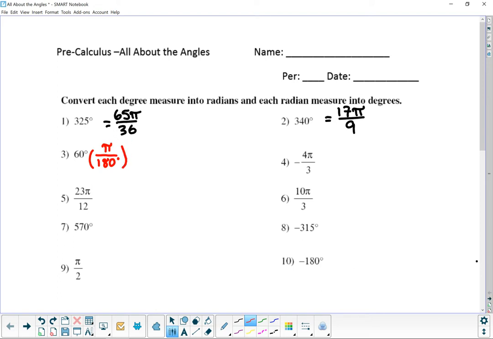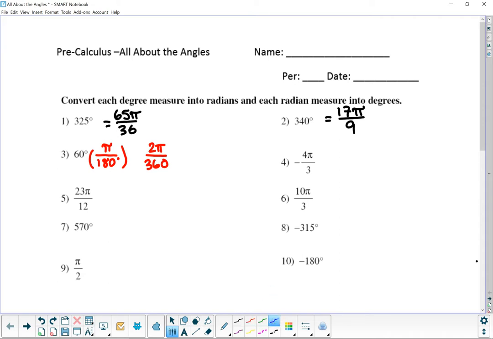Okay, I can do 360 on the bottom and 2 pi on top, but that's doable. I mean, there's nothing wrong, but that's just a little bit bigger. I'd rather do it with a little bit smaller, which is 180 and pi, and these are equivalent to each other. Remember when we first started talking about radians? 180 degrees is the same as pi.